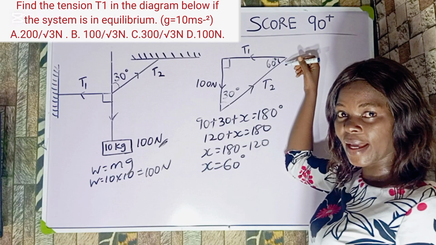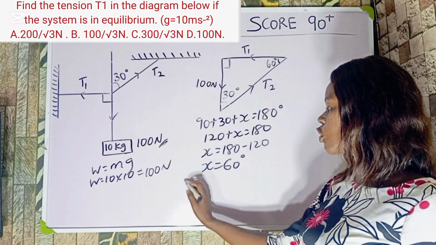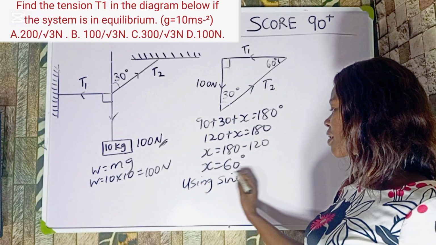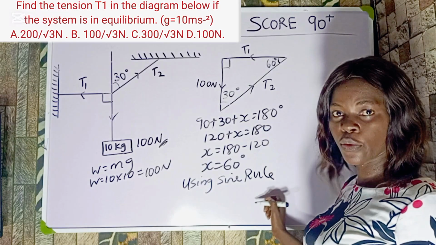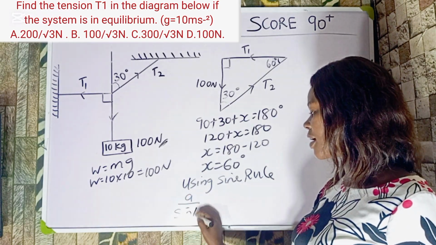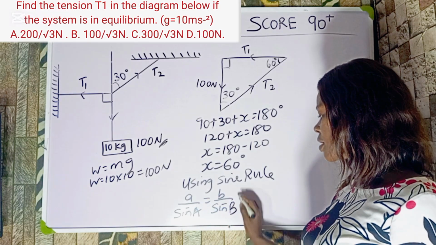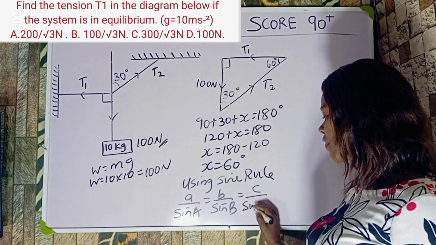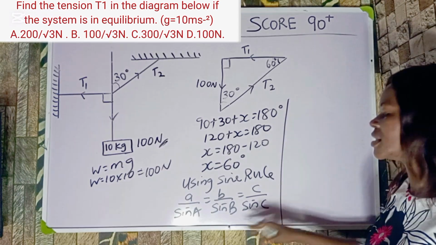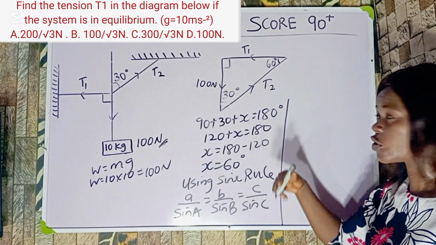Now that we have changed our x to be 60 degrees, what will come to your mind is to use the sine rule. Okay, so using the sine rule, this says that a over sine A is equal to b over sine B is equal to c over sine C. Do you understand? Now let's relate it to what we have. This small letter a is the side of the triangle, while this is the angle inside the triangle. So let's go.